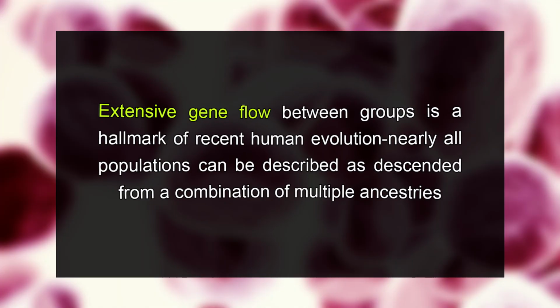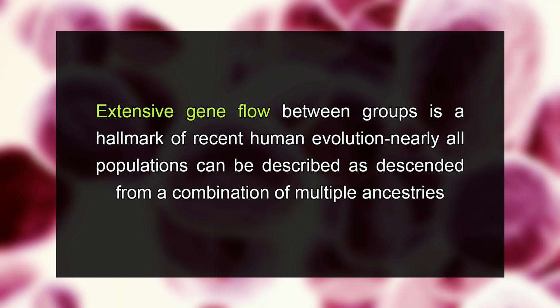Discussions of genetic admixture are implicitly or explicitly predicated on the idea that meaningful genetic differences exist between discretized human groups. In practice, the term admixed can vary to encompass a range of spatial and temporal processes of gene flow between previously isolated groups. However, extensive gene flow between groups is a hallmark of recent human evolution. Nearly all populations can be described as descended from a combination of multiple ancestries.